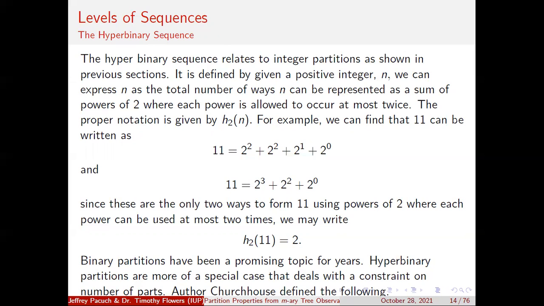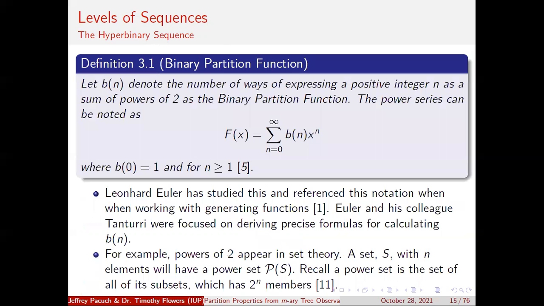There are other authors like Euler, our good friend Leonard Euler. He actually studied some of these, and Arthur Churchhouse actually continued some of his work, and there's a paper on it where he defined the following definition. He defined the binary partition function. The binary partition function is denoted as b of n, where we denote the number of ways of expressing some positive integer n as a sum of powers of 2, but in this case, the powers are not limited. It is defined where b of 0 is 1. Okay, so there's one way to get 0.